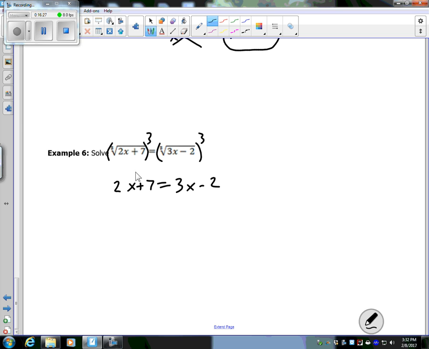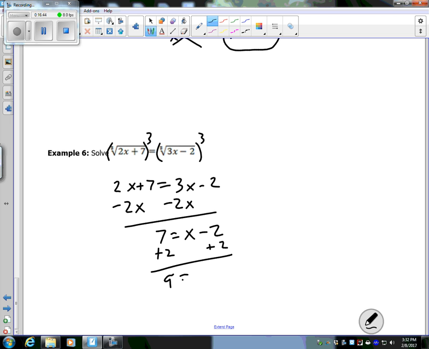You won't have that. So subtract 2x, add 2, 9 equals x. You can substitute back in. 2 times 9, 18 plus 7, 25, cube root of 25, and 3 times 9 is 27, minus 2 is 25, cube root of 25. That's good. I don't have to actually find that number, just cube root is good enough.